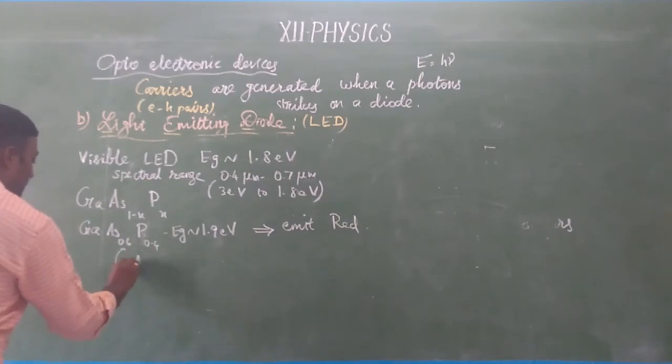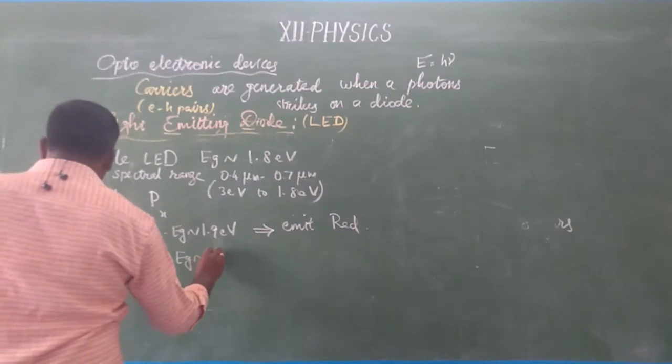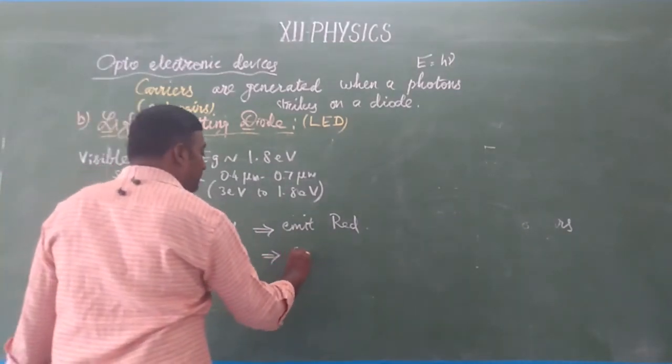Similarly, for gallium arsenide alone, with an energy gap of around 1.4 electron volt, it emits infrared.